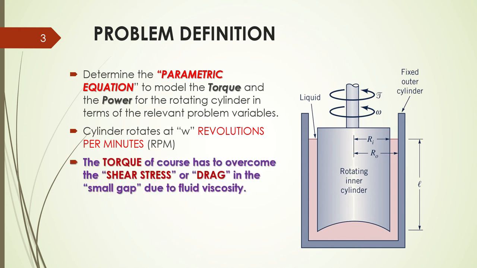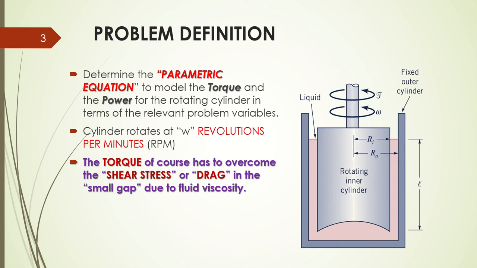The cylinder, of course, is going to rotate at a certain speed, omega. Omega is specified in terms of radians per minute. We have the length of the cylinder, we have the inside radius and the outside radius. The torque, of course, has to overcome the shear stress or drag in the small gap due to the fluid viscosity.